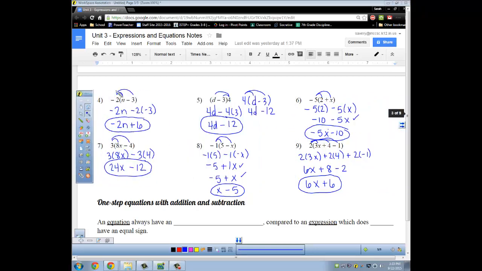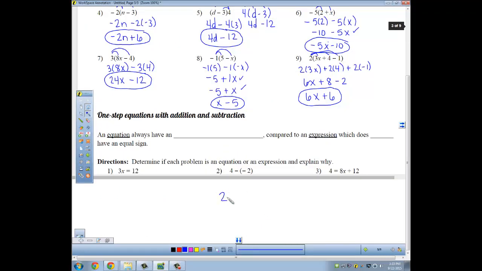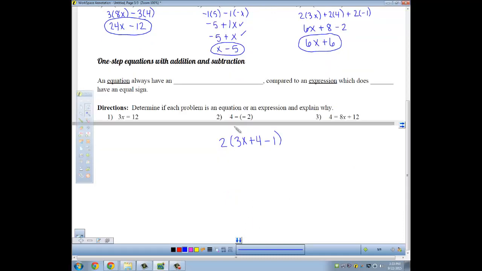Some of you might notice that we actually could have done this problem a little bit differently. So I'm going to rewrite this problem down here so we can look at it a little differently. Because we can actually simplify the inside of the parentheses before we use the distributive property. I know that 4 minus 1 is 3. So I can simplify this to 2 times 3x plus 3 and then solve it. 2 times 3x is 6x. 2 times 3 is 6. So I get the same answer as I did up here. So you can decide if you want to just solve it normally and then simplify at the end, or if you want to simplify at the beginning and then just go ahead and use your property.